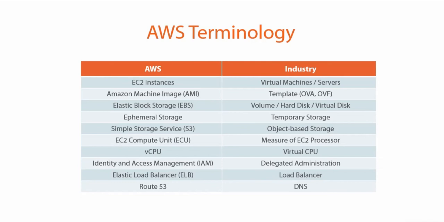Simple Storage Service, S3, it's three S's, hence the S3. That's the equivalent of what the industry refers to as object-based storage. EC2 Compute Unit, ECU. ECU is really interesting. Amazon has since moved away from EC2 Compute Units in favor of vCPU. But what ECU essentially means is a measure of EC2 processor units, right? So what it does with EC2, and we're going to get to it in detail in the other slides, is EC2 essentially creates a common denominator.